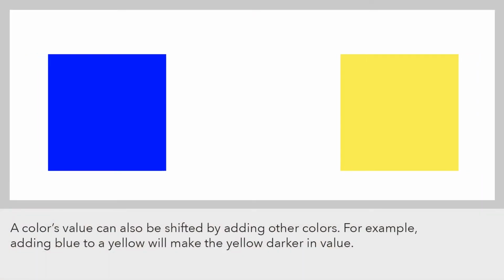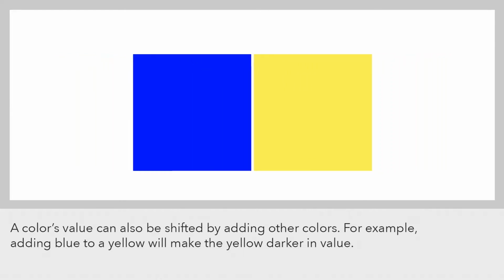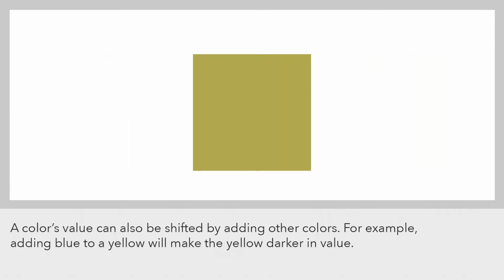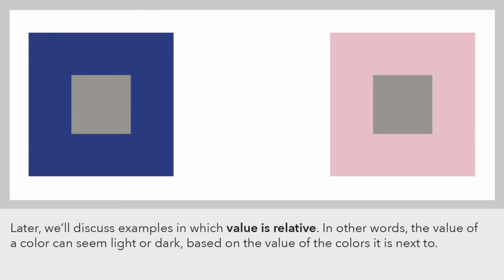A color's value can also be shifted by adding other colors. For example, adding blue to a yellow will make the yellow darker in value. Later, we'll discuss examples in which value is relative. In other words, the value of a color can seem light or dark based on the value of the colors that it is next to.